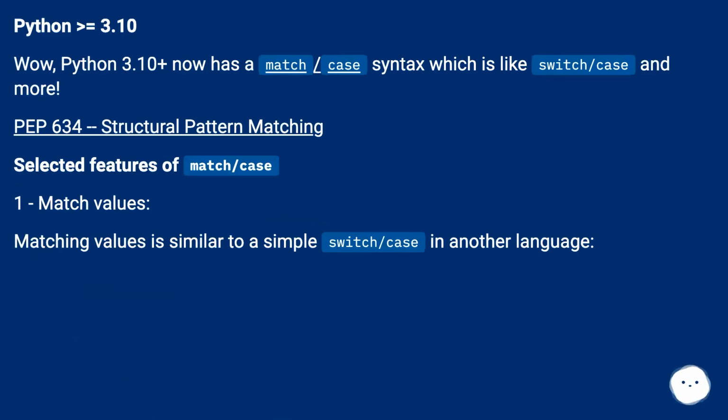Python is greater than or equal to 3.10. Wow, Python 3.10 plus now has a match/case syntax, which is like switch/case and more. PEP 634, structural pattern matching. Selected features of match/case. One, match values. Matching values is similar to a simple switch/case in another language.